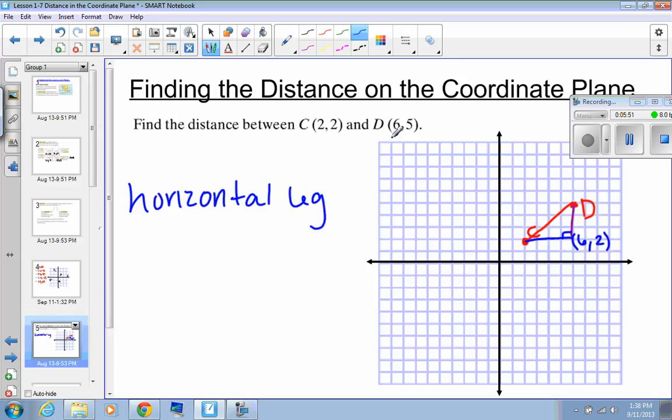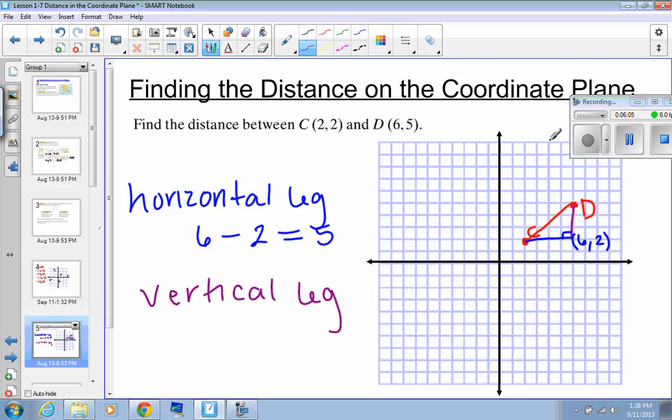So I'm going to take 6 minus 2, and I'm going to get 5. Then to find our vertical leg, I'm going to subtract my y's. So 5 minus 2, which is 3. Again, my horizontal leg, I took 6 minus 2 to get 5. For my vertical leg, I subtracted the y's, 5 minus 2 to get 3.